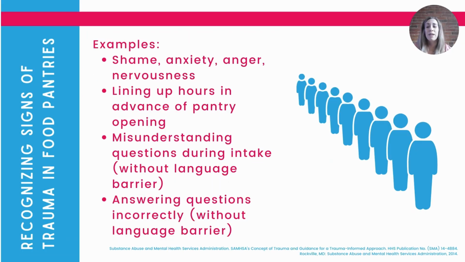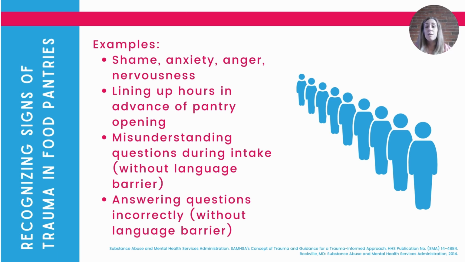I hope by now that you realize that people coming to food pantries or food assistance sites may have had something traumatic happen to them in their life. That is the first R. The second R in trauma-informed care is recognizing signs of trauma in food pantries. These signs look similar to the signs of dysregulation.